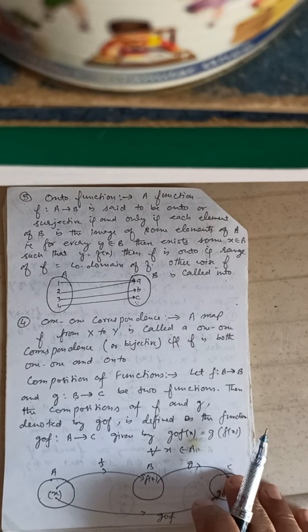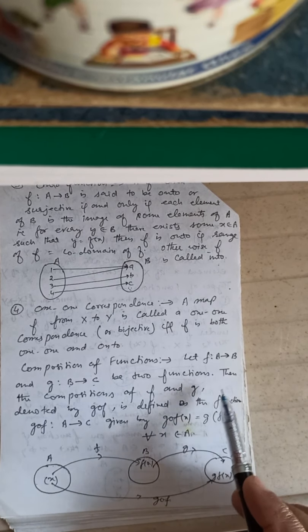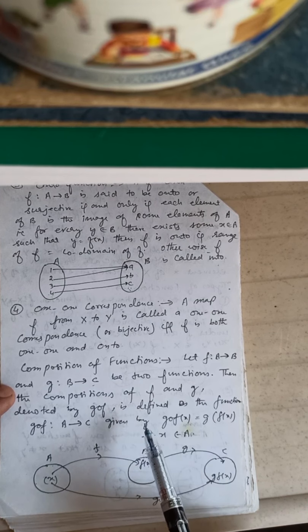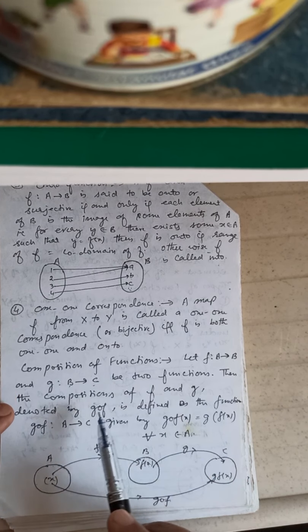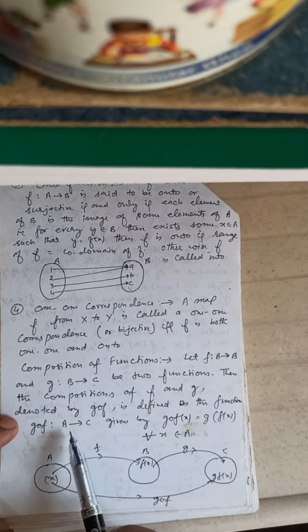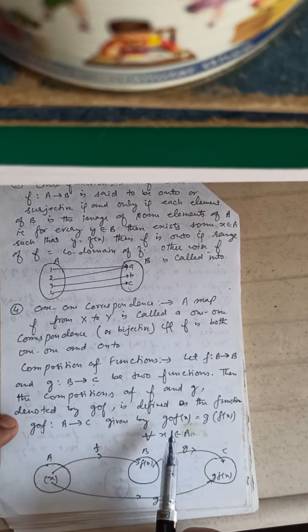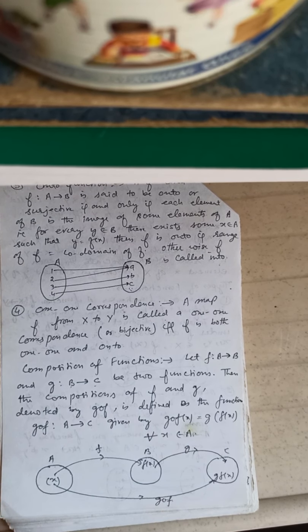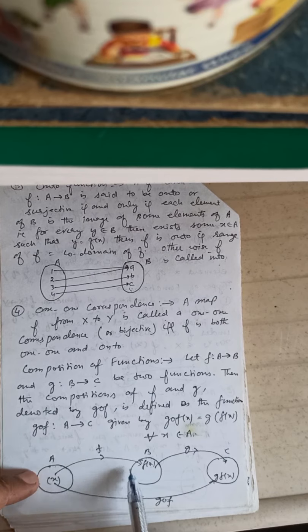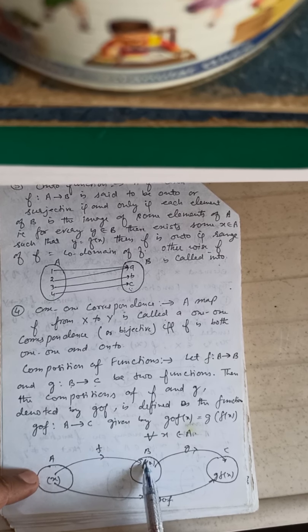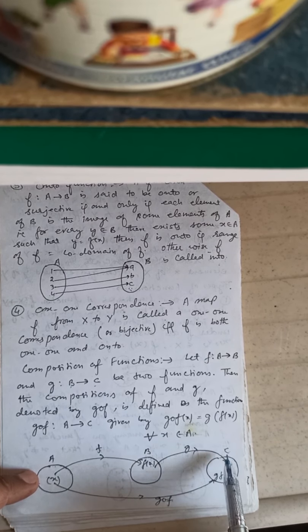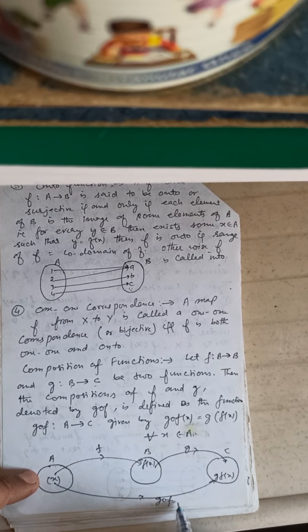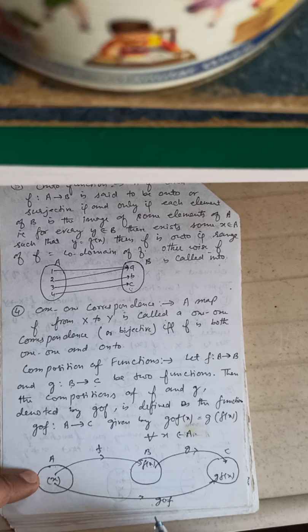After this we have composition of functions. Let f is mapping from a to b and g is mapping from b to c, be two functions. Then the composition of f and g is denoted by gof. Again you see this with the help of this ray diagram. A, B and C. f is mapping from A to B and g is mapping from B to C. Then if this gof is mapping from A to C, then we call it the composition of the functions.